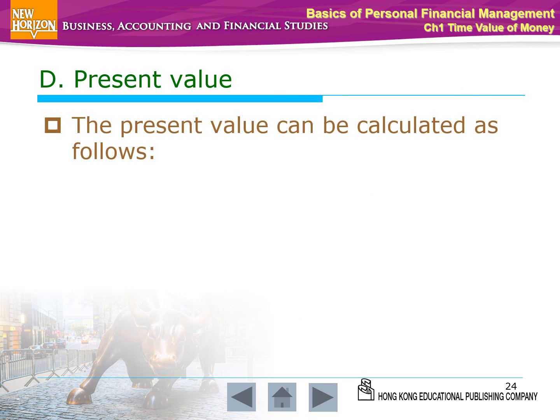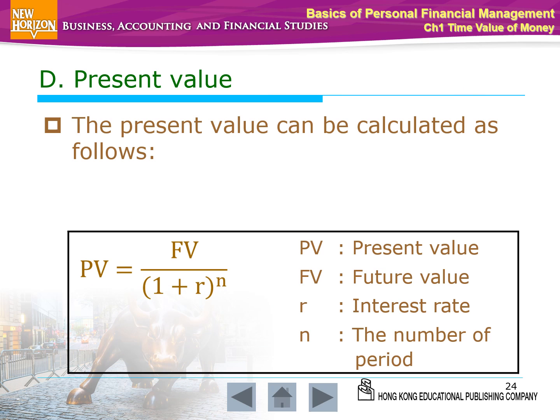The present value can be calculated as follows. We'll use this formula. Because the present value should be smaller than the future value, the factor (1 plus r) to the power n should be the denominator.